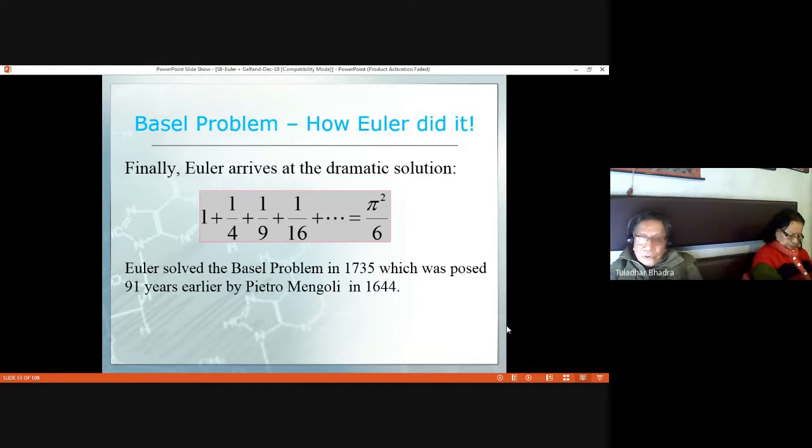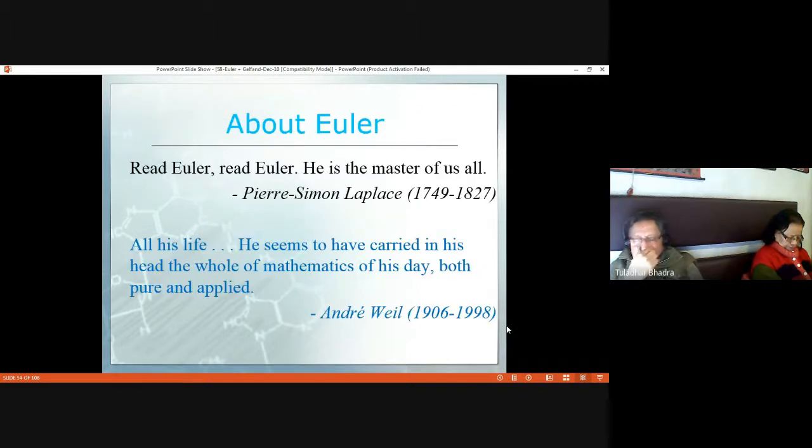So you can see how Euler worked, his style of working. He introduced a new polynomial to get the value of this infinite series. And the infinite series has a finite value of pi square by 6. Also, that is an extraordinary way of doing mathematics.